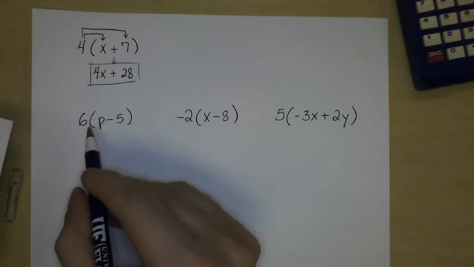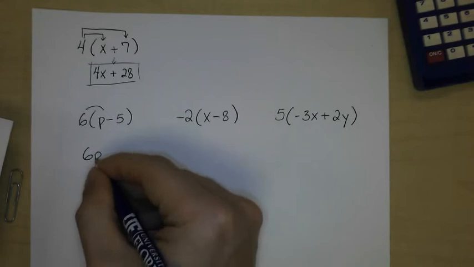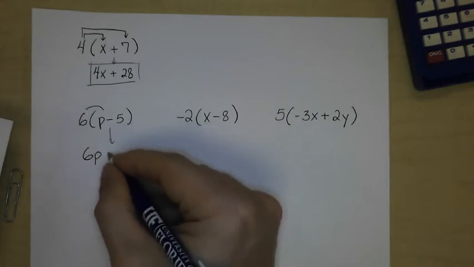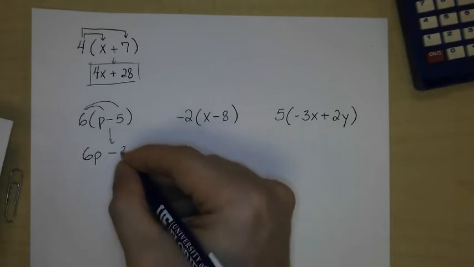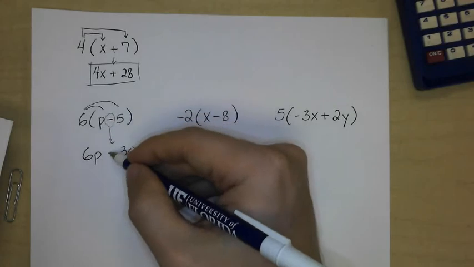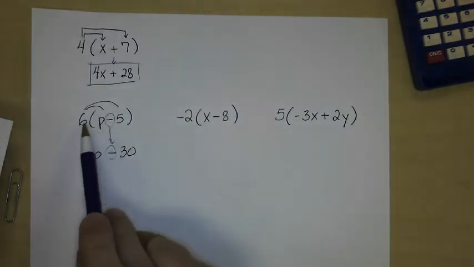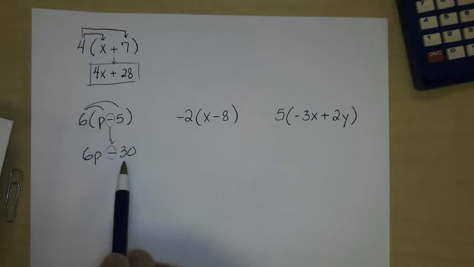Alright, so this first one. First thing you have is 6 times p, so we write 6p. The operation is subtraction. Next thing we have is 6 times 5, and that's 30. Notice it's not 6 times negative 5. This subtraction symbol is brought down. It's right there. So this is 6 times positive p minus 6 times positive 5.